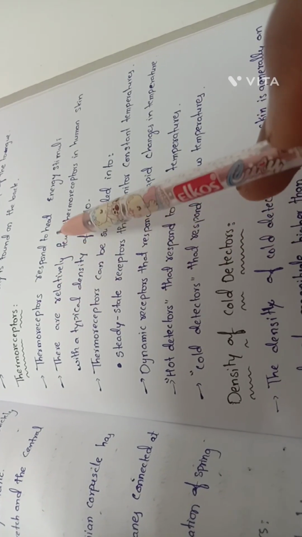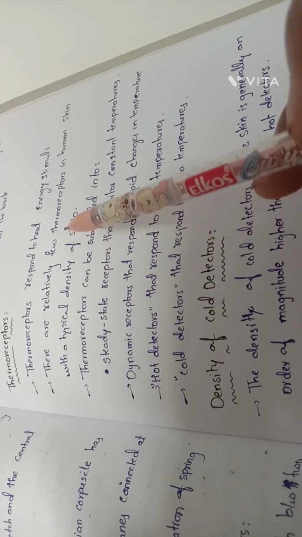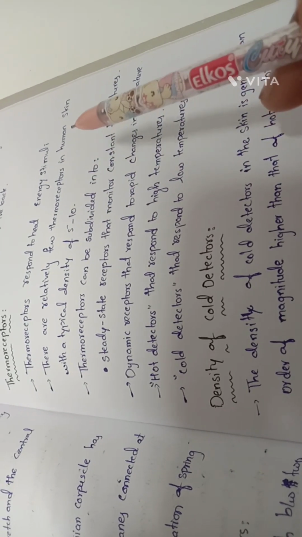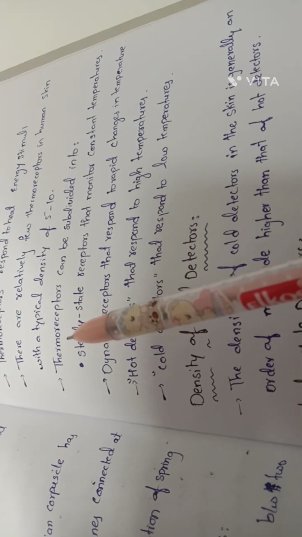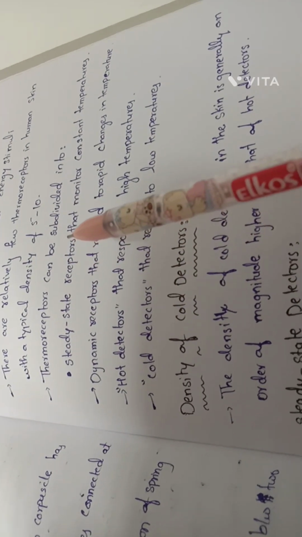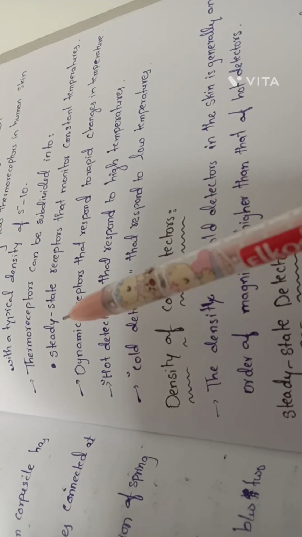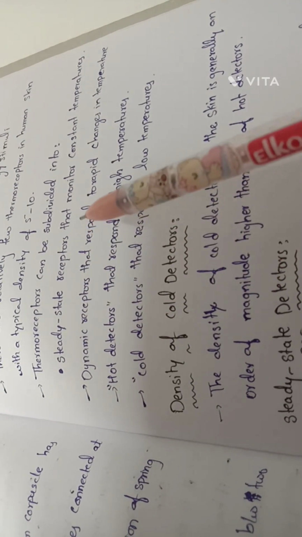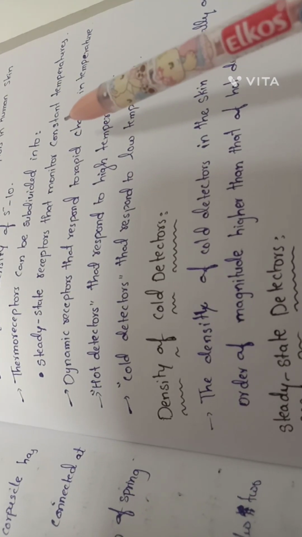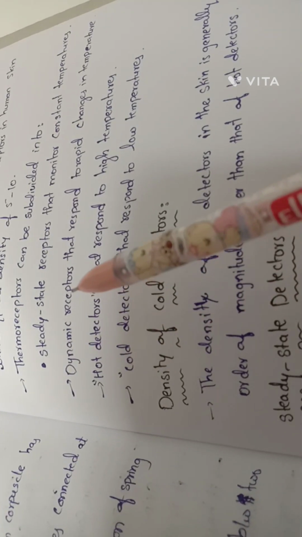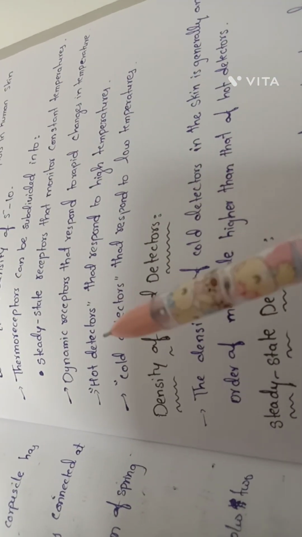Thermoreceptors. Thermoreceptors respond to heat energy stimuli. They are relatively few in human skin, with a typical density of 5 to 10. The thermoreceptors can be subdivided into steady state receptors that monitor constant temperature, and dynamic receptors that respond to rapid change in temperature.